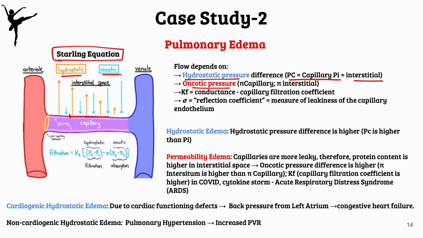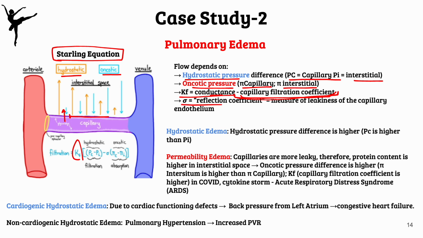The oncotic pressure is the one exerted by the different proteins and other molecules present in the blood capillary, and also in the interstitium. In instances such as infection, the proteins and other molecules will start to accumulate in the interstitium, and that would increase oncotic pressure. Kf here is given by the conductance, that is the capillary filtration coefficient. This determines how much filtration, how much pushing of fluid, is going through here. And that can also get altered in disease conditions, especially in case of infection.